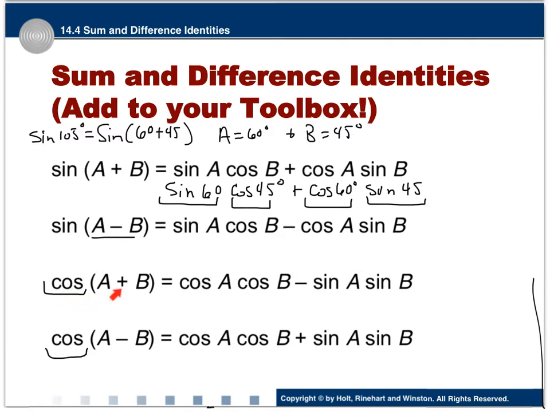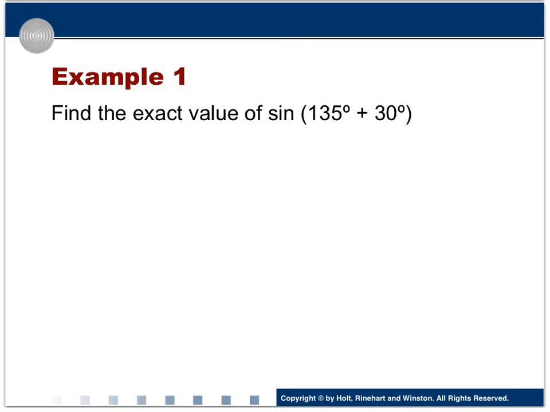Cosine is slightly different. When we're adding two angles, we're going to subtract the terms that we get when we use the formula, and it's always cosine together and sine together. So these are little patterns that you can use to help yourself remember the formulas. So now let's go ahead and begin with an example.